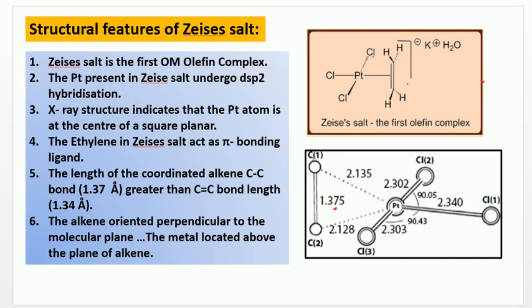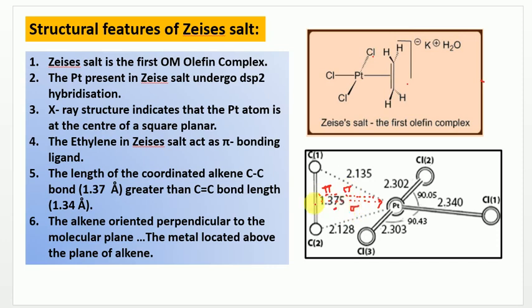Here you can observe Zeise's salt is the first invented metal olefin organometallic complex, where olefin is actually acting as a ligand. The X-ray structure suggested that the platinum atom is oriented exactly at the center of a square plane, and the ethylene in Zeise's salt acts as a pi bonded ligand. That means it can donate pi bonded electrons to the metal. At the same time it can accept a pair of electrons from the metal. It can form a sigma bond as well as a pi bond.